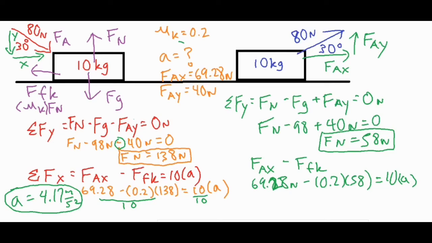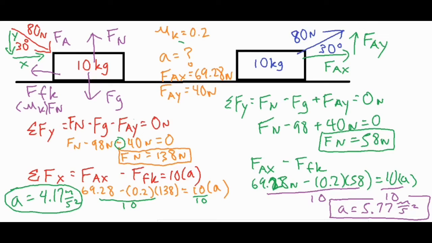So that means that our mass should be accelerating much faster. Once you subtract these and divide it by 10, your acceleration comes out to 5.77 meters per second squared. Okay, so we found our final answer.